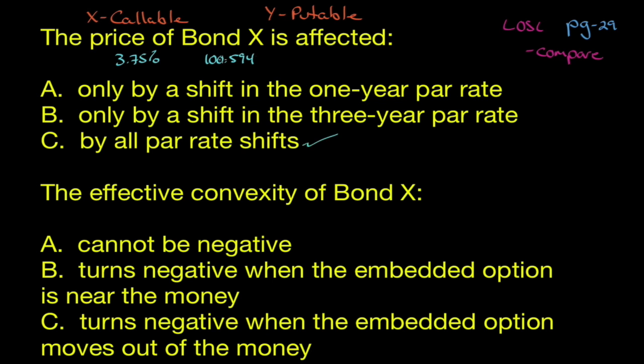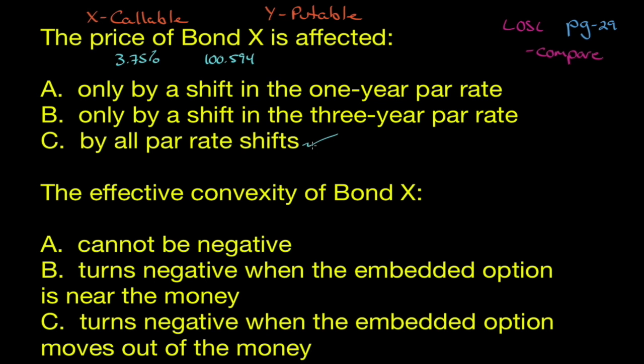If this were 3.75 and this were at 100, remember, we've been through this before, that whenever you shift one rate, another one has to compensate for it. There'd be no change in a par bond, but this is not a par bond, so it will be affected by all par rate shifts.